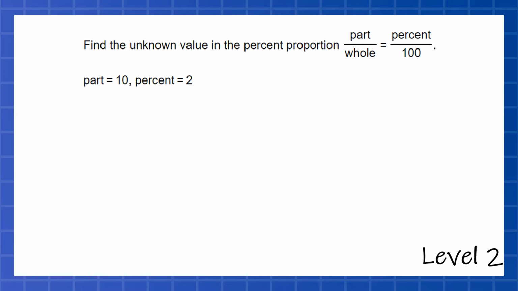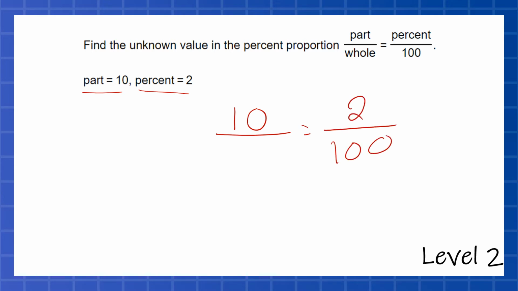This is an example of the type of solving an unknown value in a percent proportion. So the setup is going to be part over whole equals percent over 100. So let's start just by saying we have part, we have percent. So let's fill it in. We have 10 over whole equals percent is 2 over 100. So the part I don't have is whole. So I'm going to put an X right here. That's the part I don't have.